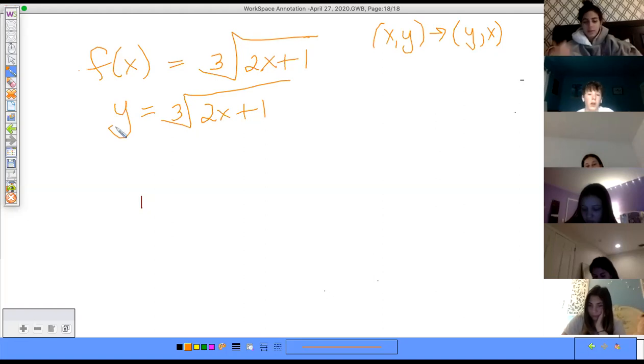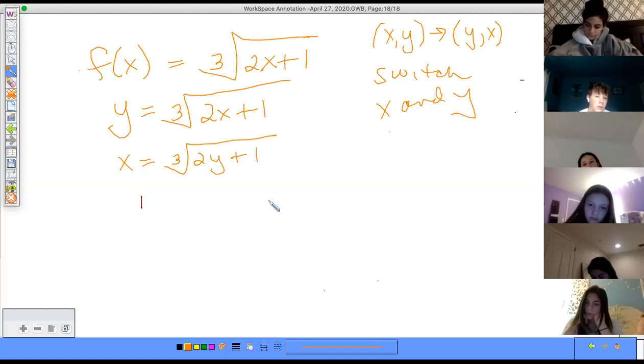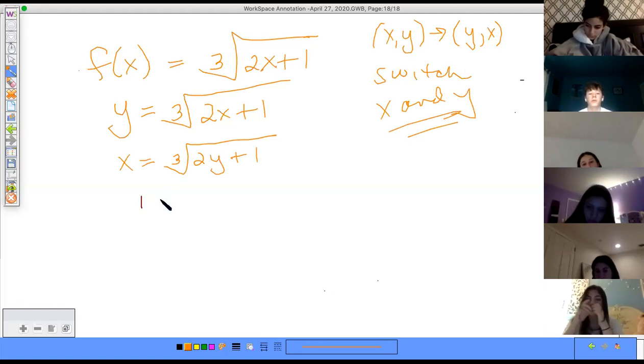We are going to switch the x and the y. Now this is going to be x equals the cube root of 2y plus 1, because that's how we find an inverse: we switch x and y, because that's literally what happens to the x and y. Now Lindsay, what am I going to do from this point if I want to solve for y?